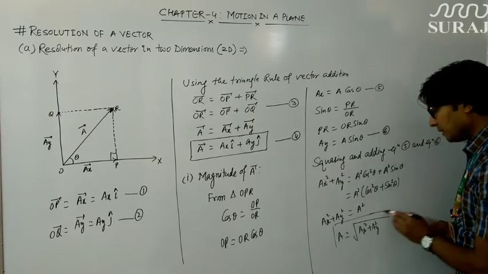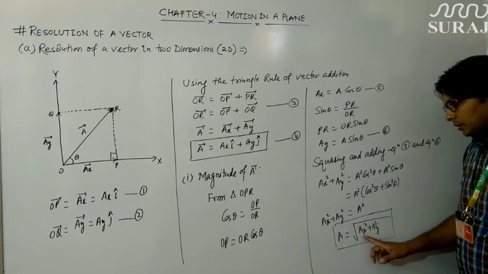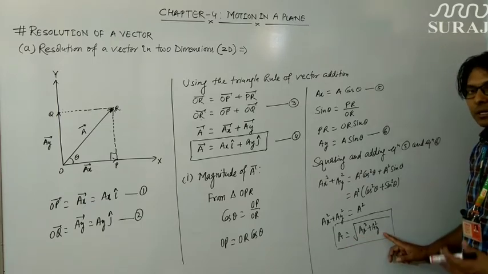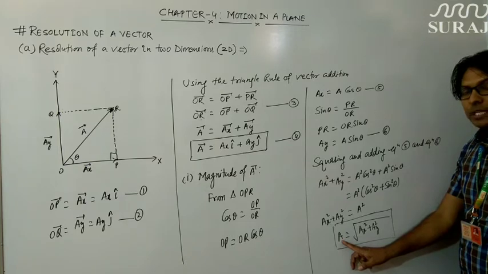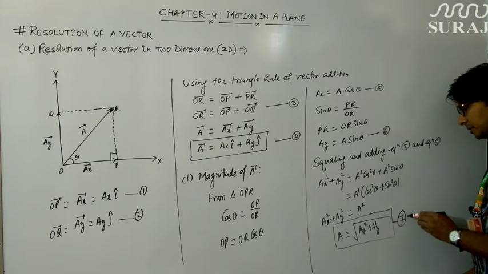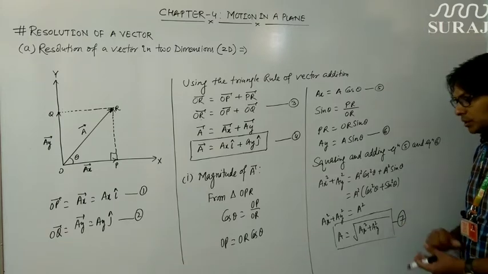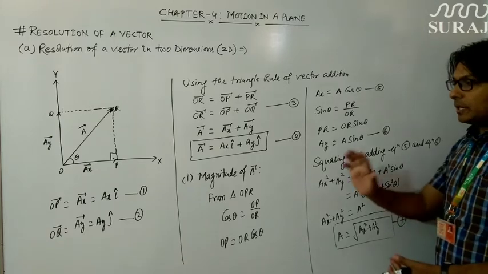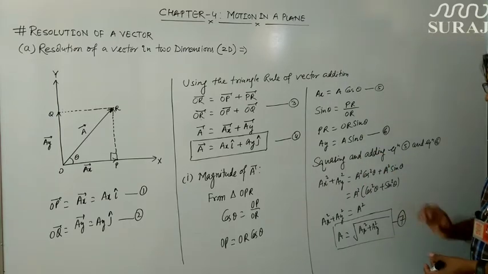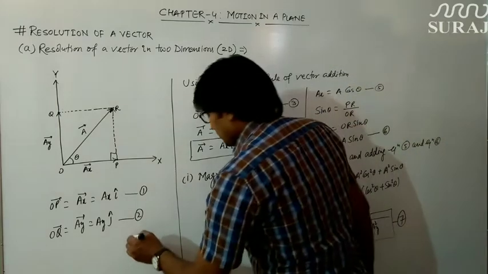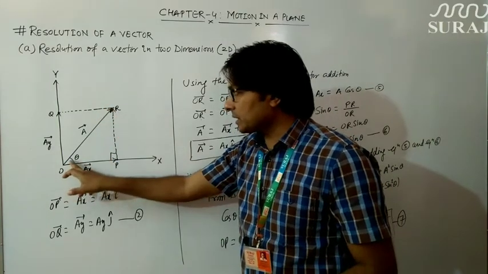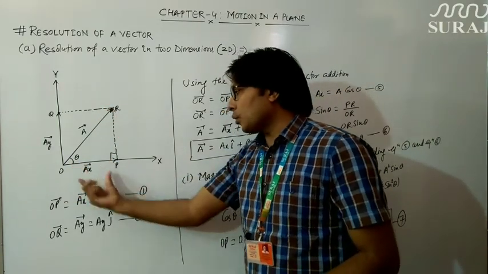So if you have been given the rectangular components of A vector, that is AX and AY, then you can easily find out the magnitude of that vector using this formula, and suppose this is equation 7. So this equation 7 we can use to find out the magnitude of a vector. Also sometimes the angle is asked. So we can easily find this angle theta, which is made by this resultant vector to the x-axis or OP vector.